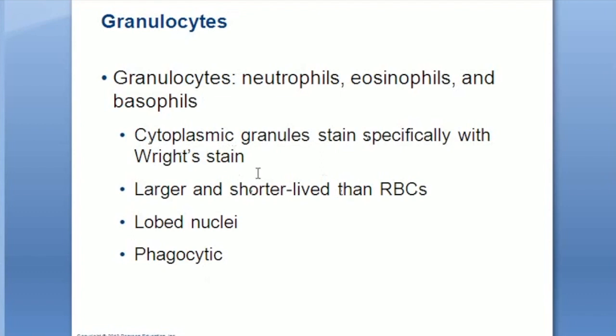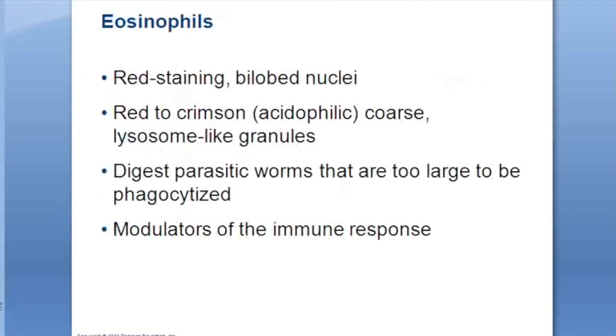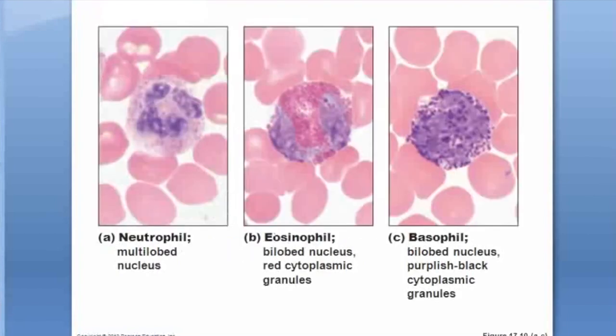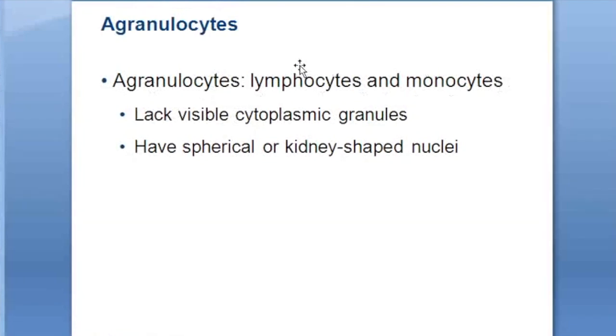Now, these cells usually don't live that long compared to red blood cells. But check this out. And I'm going to skip all of those because we've done all of that. There's their pictures. Those aren't good. Agranulocytes. Lymphocytes and monocytes have no visible granules. Kidney, spherical, or even a horseshoe-shaped nucleus on some monocytes.